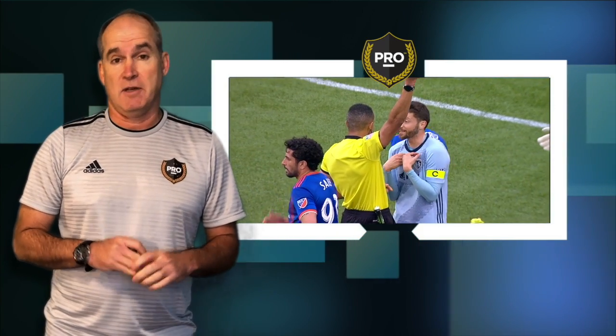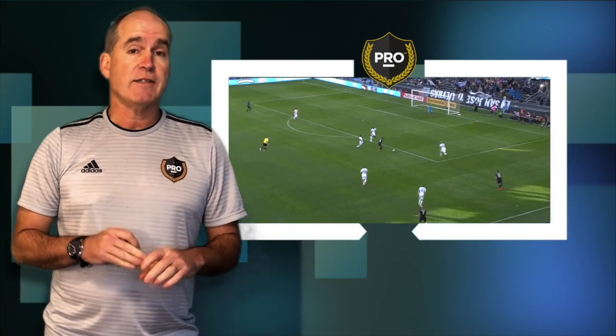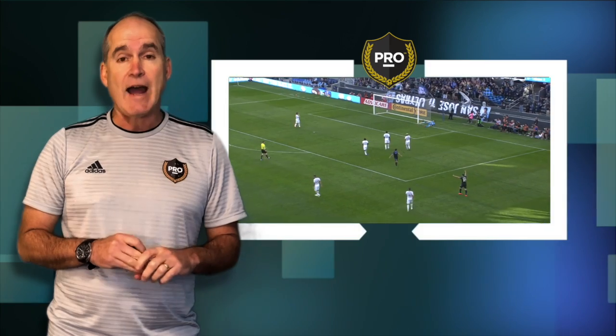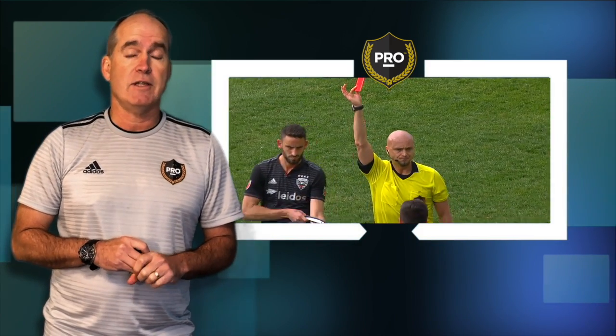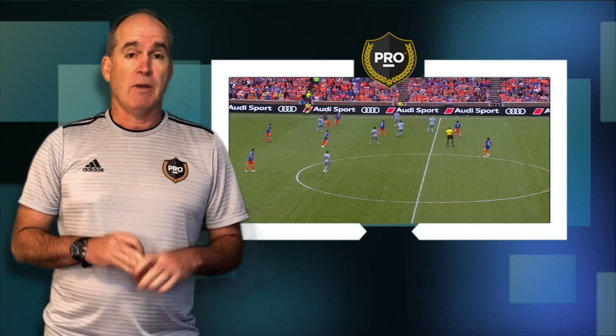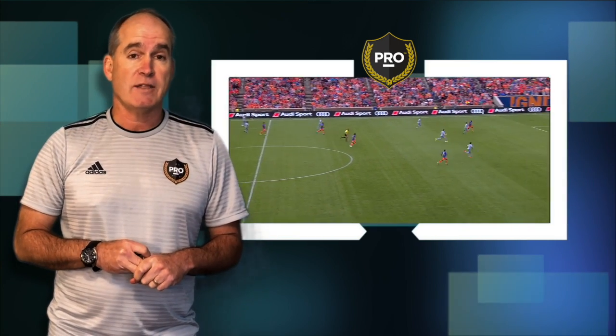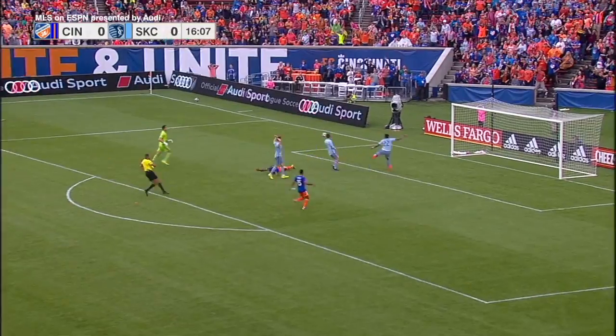The mistaken identity, because it's so rare. The offsides in the APP in San Jose that denied Nick Lima this fantastic goal. And the red card given to DC United's Wayne Rooney. But let's start in Cincinnati, where this case of mistaken identity happened during a review for a penalty kick.